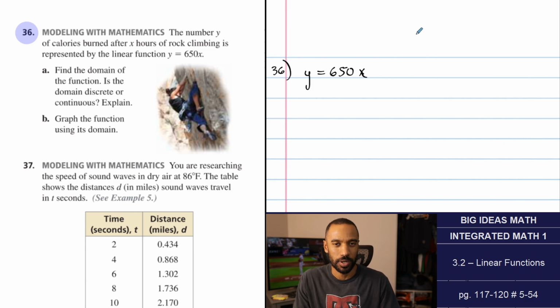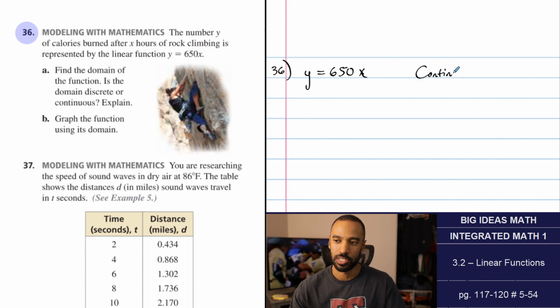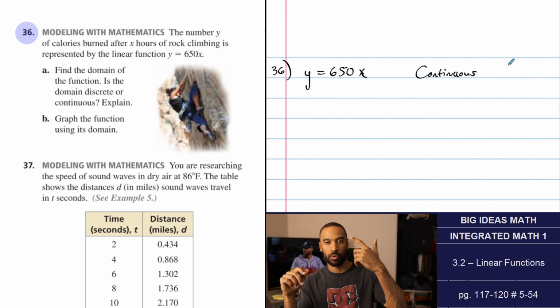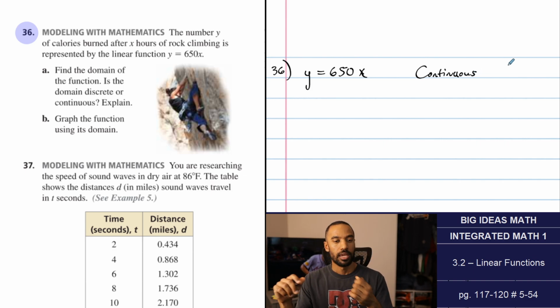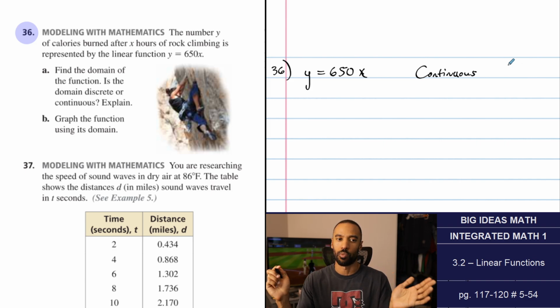So with this one here, it's a continuous relation. You can burn fractional amounts of calories, and time can be fractionalized. So this is continuous. And if it's continuous, that means its domain is represented differently, either as all real numbers or an inequality or compound inequality. Now, there's no limit to the number of hours you can rock climb.